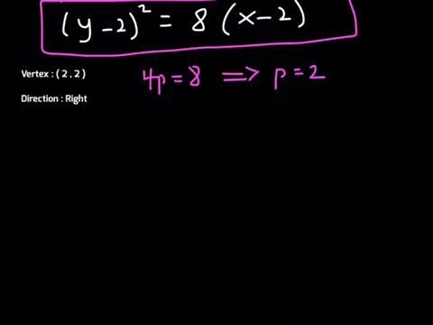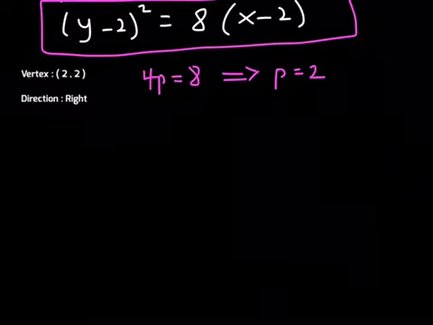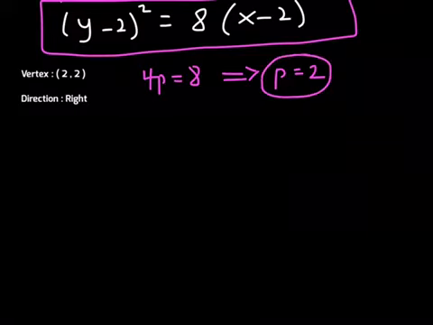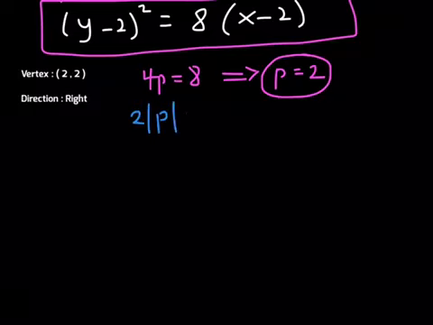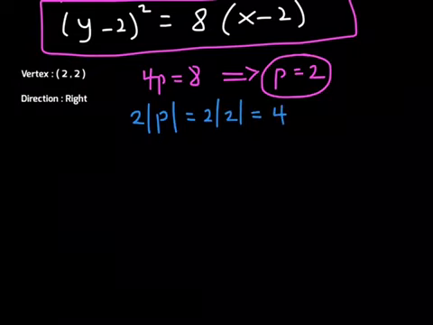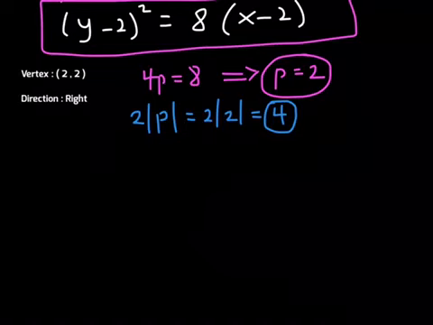Now that p-value of positive 2 is going to help me find my focus, my directrix, and also the endpoints of the latus rectum. Let's put that aside, p is equal to 2, and let's also do this while we're here: 2 times the absolute value of p, which is 2 times the absolute value of 2, which is just 4. Remember, this is the distance that we're going to move from my focus in order to find the endpoints of the latus rectum. All right, let's show a picture of what we have so far.